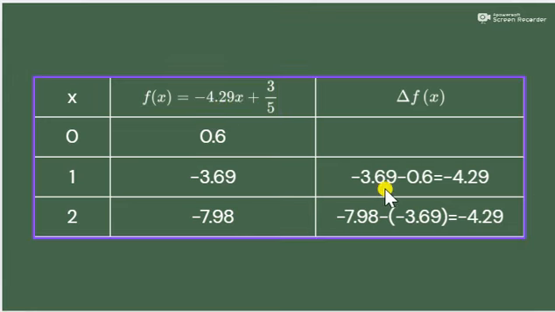So negative 3.69 minus 0.6 is equal to negative 4.29. And then negative 7.98 minus a negative 3.69. When you have minus a negative, it becomes plus, so you add, and it is negative 4.29. We have a steady rate of change of negative 4.29.